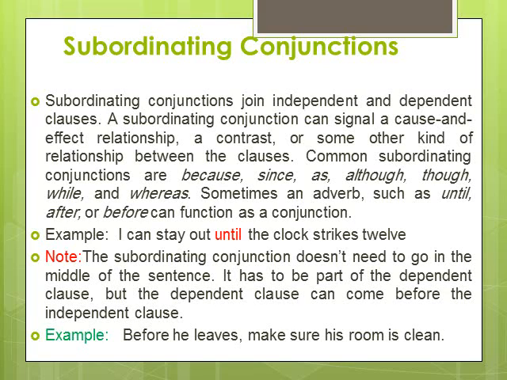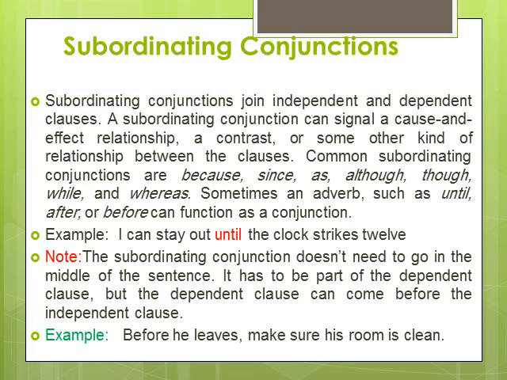Subordinating conjunctions can signal a cause and effect relationship, a contrast, or some other kind of relationship between the clauses. Common subordinating conjunctions, we have here some examples of them: because, since, as, although, though, while, and whereas. Sometimes an adverb such as until, after, or before can function as a conjunction. And we have an example in this case here: I can stay out until the clock strikes 12.